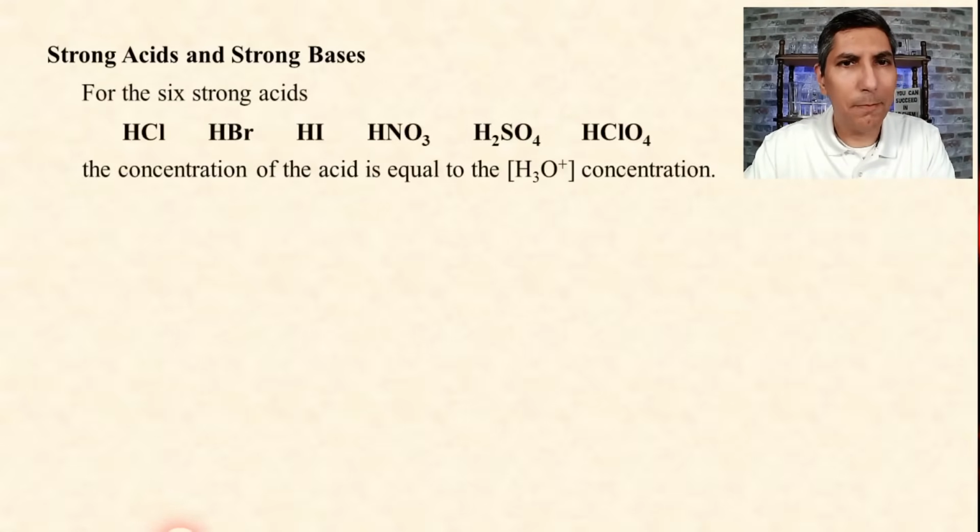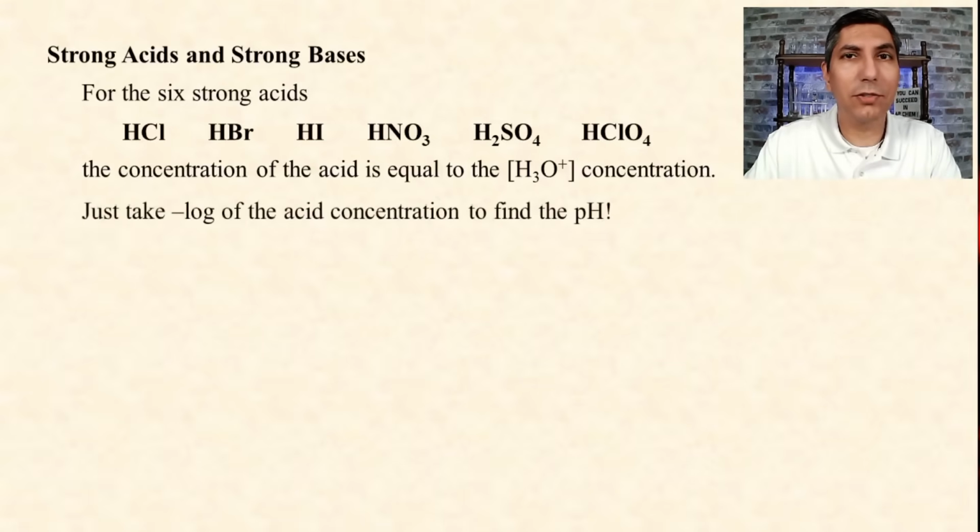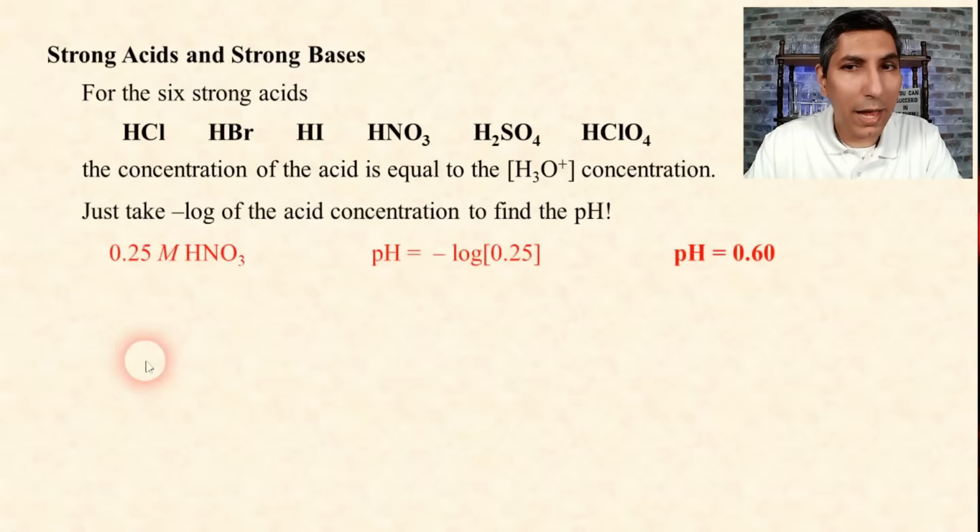So we have that. Now, let's think about strong acids and strong bases for a few minutes here. There are 6 strong acids. You need to know those. And for those 6 strong acids, the concentration of that acid is equal to its hydronium ion concentration. So if you want to find the pH of a strong acid, it's really easy. Just take the negative log of its concentration. So for example, if we have 0.25 moles per liter of nitric acid, all we have to do to find the pH is take the negative log of 0.25. And you find that that pH is 0.60.